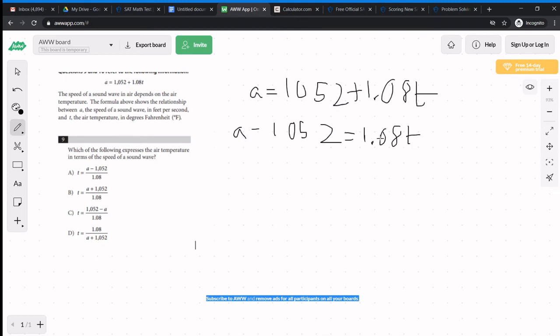And now we're going to divide by 1.08. This is honestly a pretty simple thing. If you know how to solve equations at all, if you're familiar with just solving for y, solving for x, then you should be able to do this. Something that you should get down pretty easily. Simple algebra. But yeah, so the answer here is going to be A.